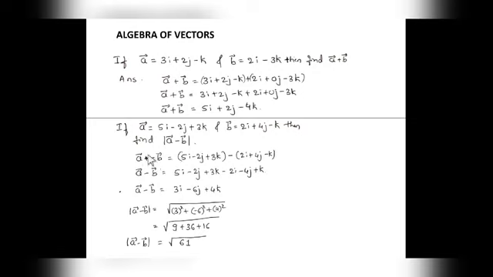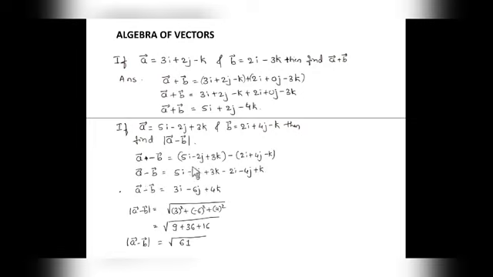Now we'll take one more example of subtraction. If vector A equals 5i minus 2j plus 3k and vector B equals 2i plus 4j minus k, then find magnitude of vector A minus vector B. Here they have asked one extra thing: not only vector A minus vector B, you have to find the magnitude of vector A minus vector B. Now let's take vector A minus vector B first. Vector A is the given vector A minus vector B.